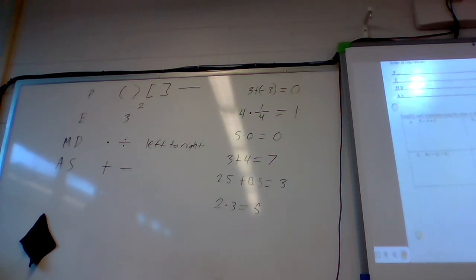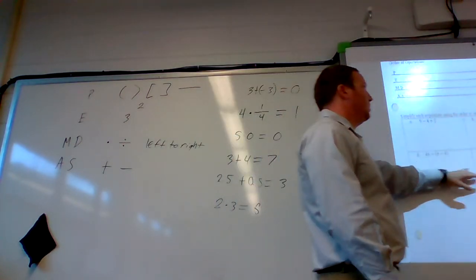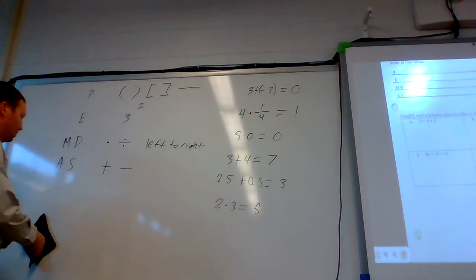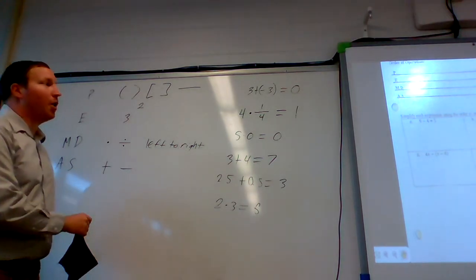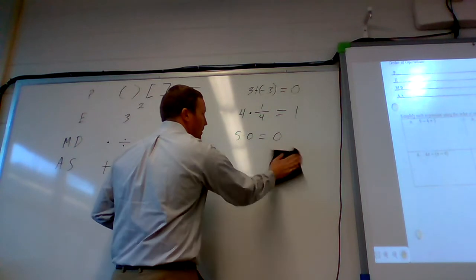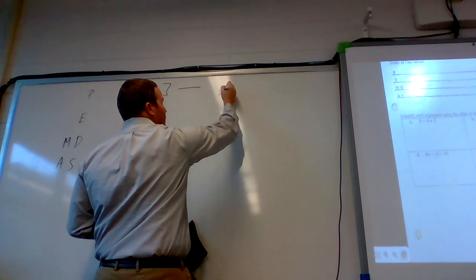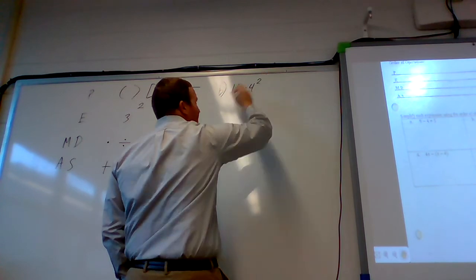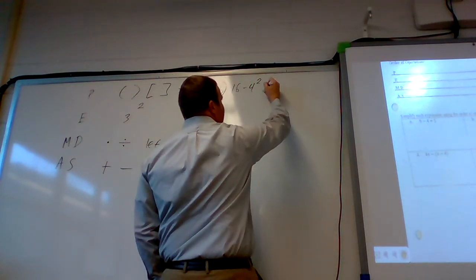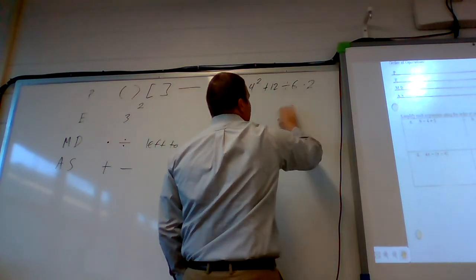So let's do a few of these. Pick a couple. Which ones do you want to do? Pick a few. What letter? E. Oh, B? Okay. We can do both. Okay, so B would be first. We got 16 minus 4 squared plus 12 divided by 6 times 2. Okay.